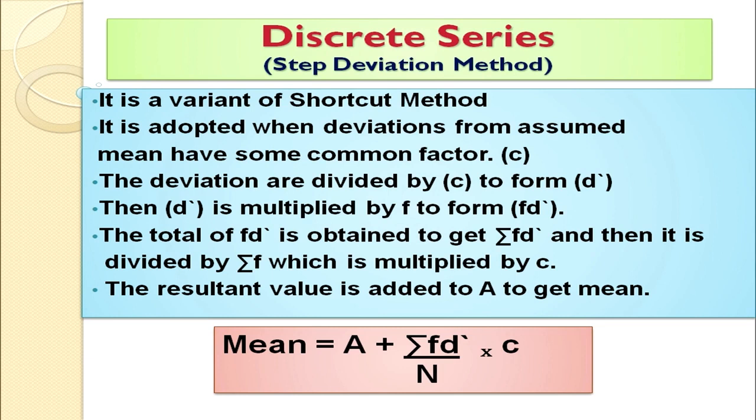It will become summation of FD dash, and we will divide it by sum of frequency, which is multiplied by C. Now, all this will be added to the assumed average. So, the formula comes A plus summation of FD dash divided by total number of observation into C common factor. Once we know all these steps, now let us take an example to understand it better.